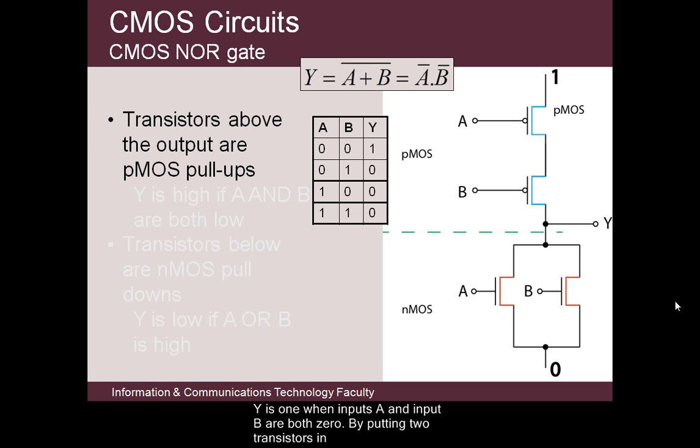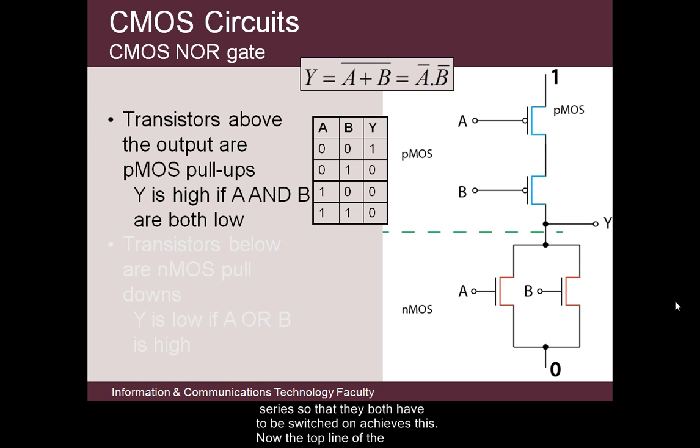By putting two transistors in series so that both A and B have to be switched on to connect Y to 1 achieves this. And now the top line of the truth table has been built. The output is pulled up to 1 when both inputs are 0.